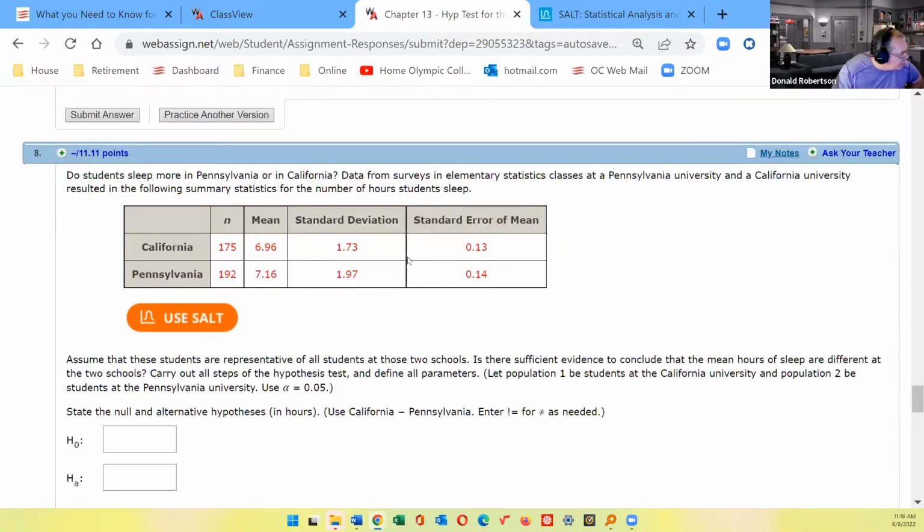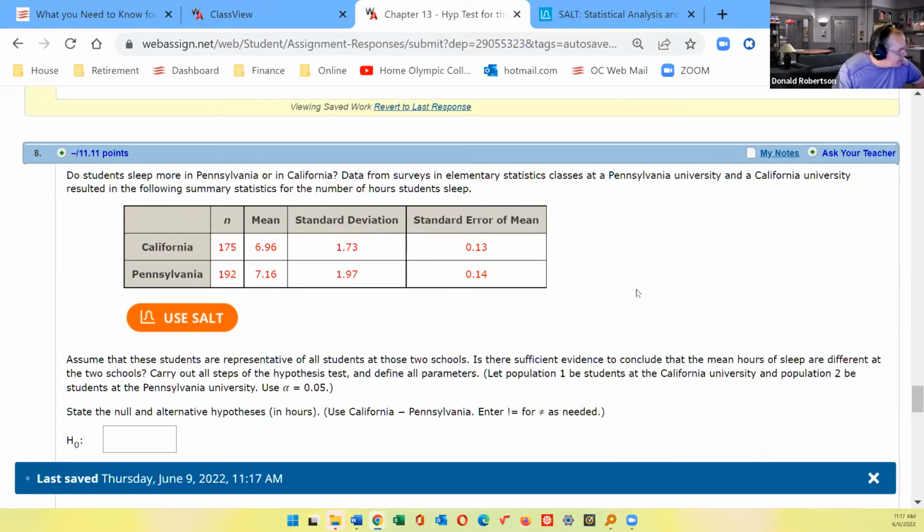Right, let's look at this one. Would you agree these standard deviations are not the same? And would you agree that there's no mention of pooling data anywhere? So we're just going to assume this is a classic question where you don't do anything too spectacular.